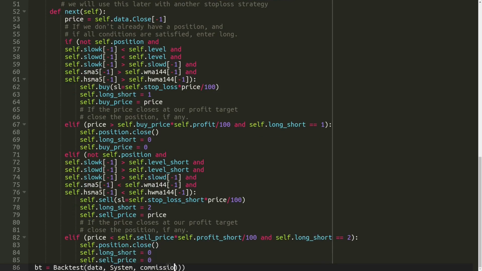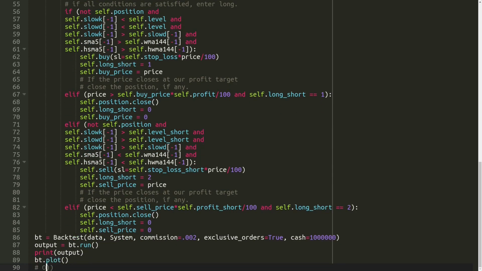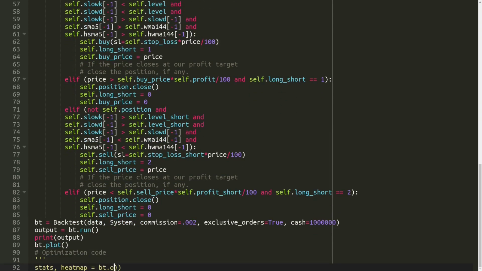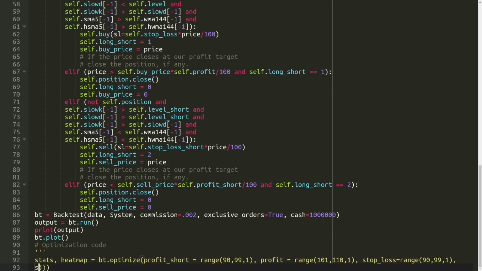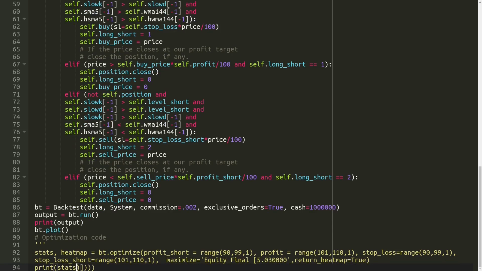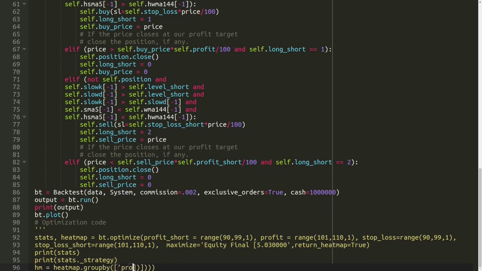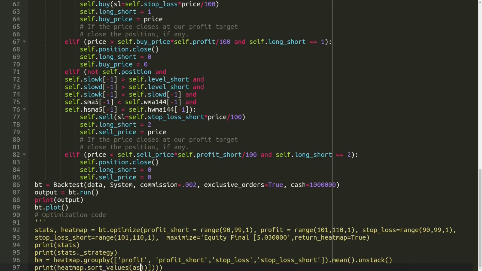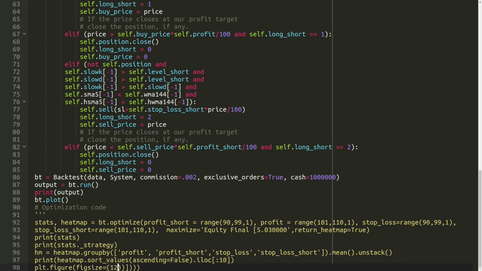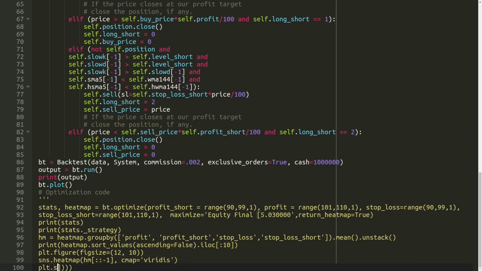Finally, we prepare the backtest with the trading strategy. We need to give it $1 million because backtesting.py doesn't allow fractional trading, and we are trading Bitcoin. Then we run the backtest and get the results into the output variable. Then we print out the output to see the results, and then we plot the results. Afterwards, we will be doing optimization.